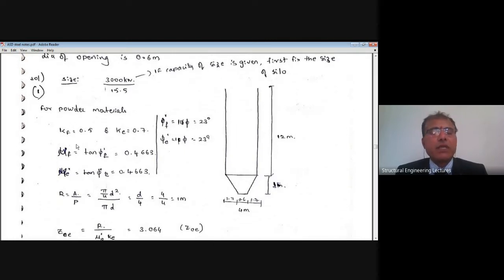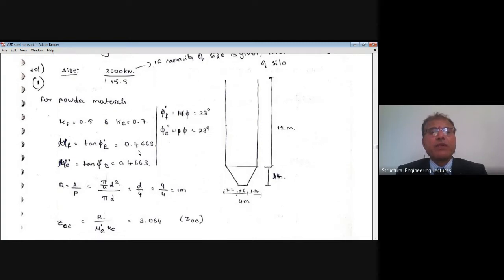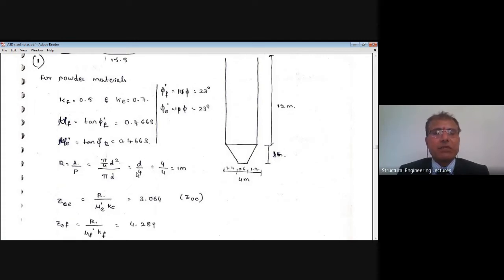Once we know that, I can calculate the coefficient of friction during filling, which is tan phi prime f. Substituting numeric values, we get 0.4663, and during emptying mu e is equal to tan phi prime e, which is also 0.4663. Both are the same.